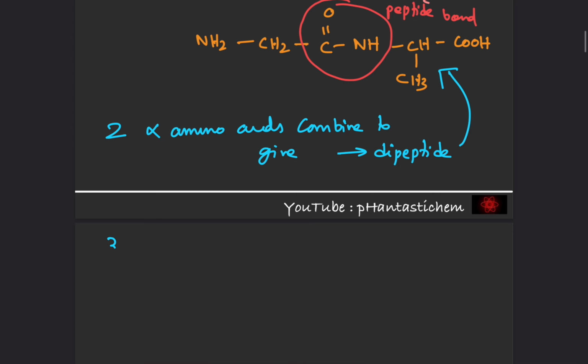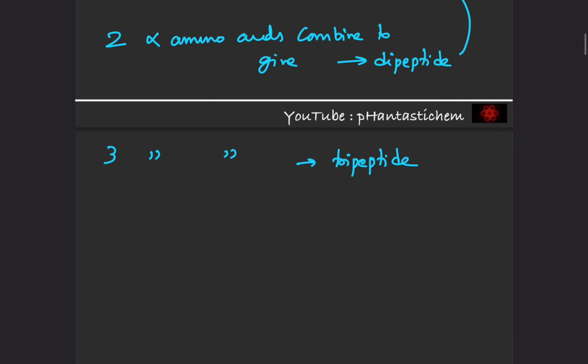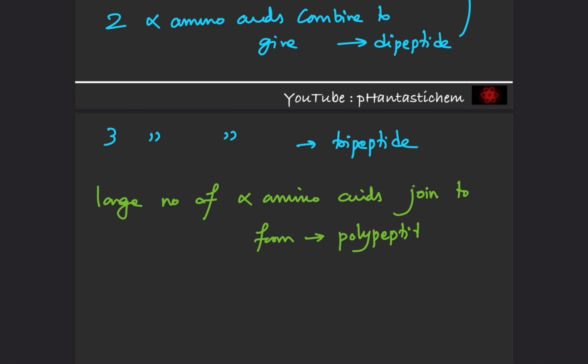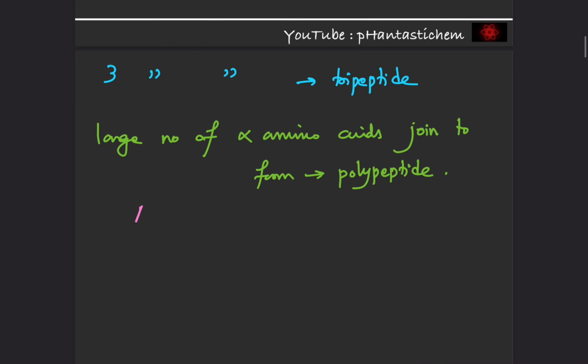Okay, similarly, three alpha amino acids will combine to give us a tripeptide. And if a large number of alpha amino acids are joined together by peptide bonds, they form a polypeptide. Okay, a large number of alpha amino acids join to form a polypeptide. Okay, and therefore all proteins can be called polypeptides. Very important. So all proteins are polypeptides.